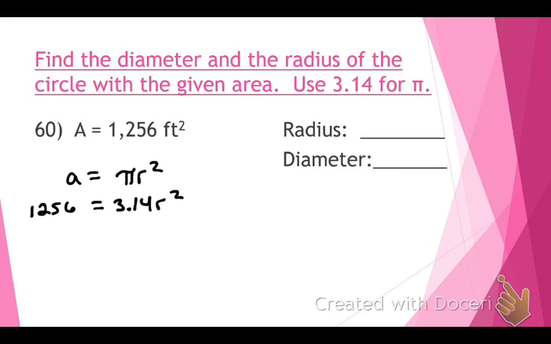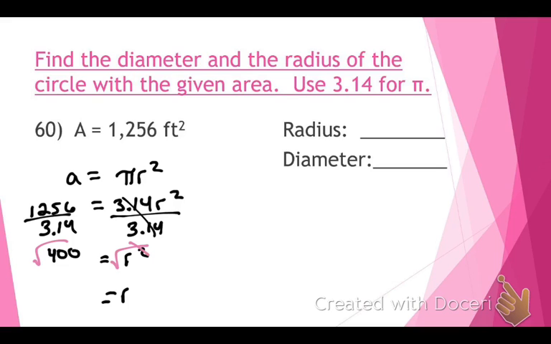Mickey, how do I get that r squared by itself? Divide it by 3.14. This cancels out. R squared equals what, guys? 400. Marcus, how do I get that r squared by itself? You've got to square root it. What is the square root of 400? It's 20. So if we know that the radius is 20 feet, Maddox, what would the diameter be? 40 feet, because it's always going to be doubled.